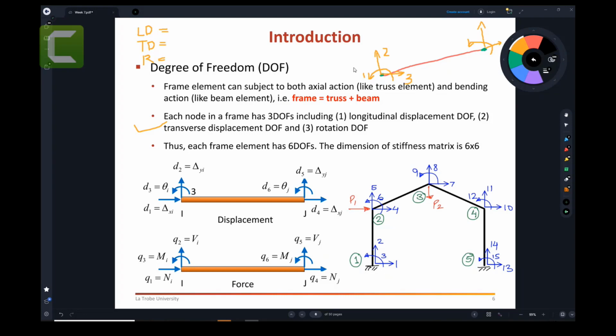Can you please identify? LD equals which one? TD equals which one? LD stands for longitudinal displacement, TD stands for transverse displacement, and R stands for rotation. So can you match these numbers 1, 2, and 3? Which one is longitudinal? Which one is rotation? And which one is transverse?